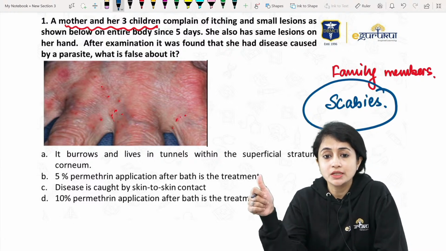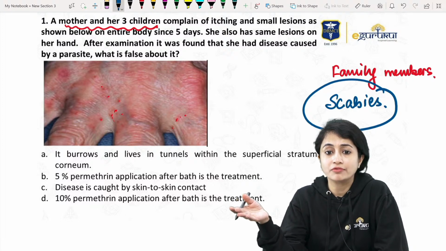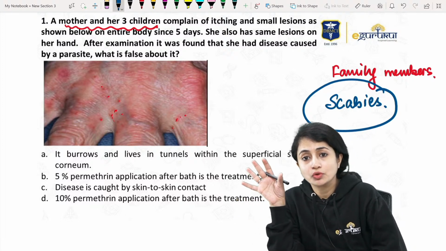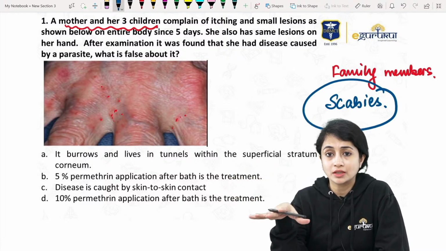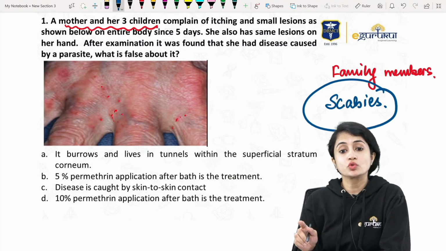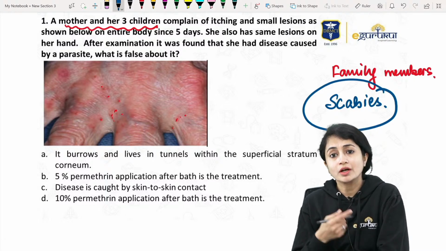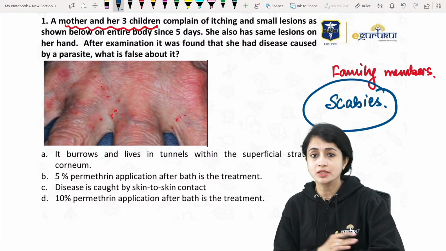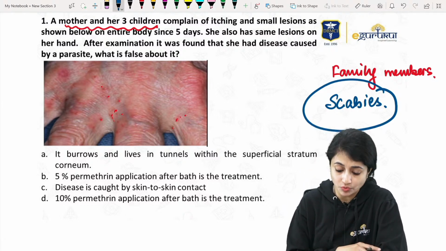So with scabies, you will always get a history of family members being affected, of itching, and sometimes they give you an image of a burrow or a mite or a classical site like an interweb space. And they have also told us that the disease is caused by a parasite. We all know there are a few parasitic infestations, and scabies is one of the commonest of the parasitic infestations that we see in dermatology.